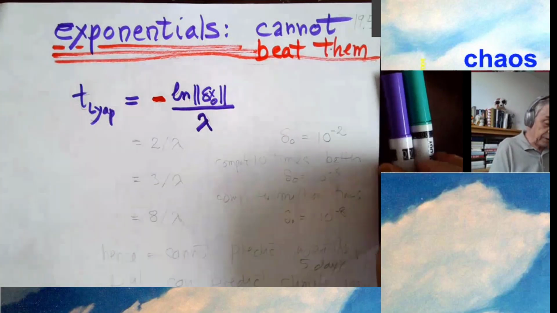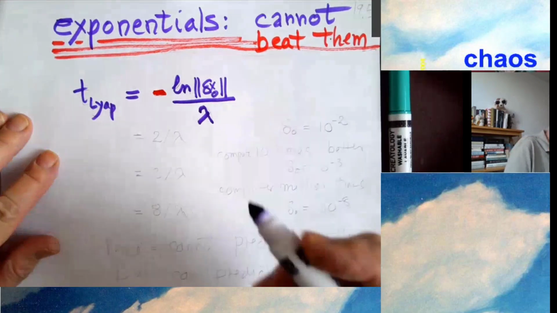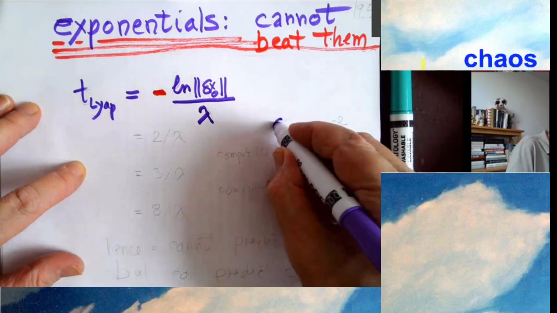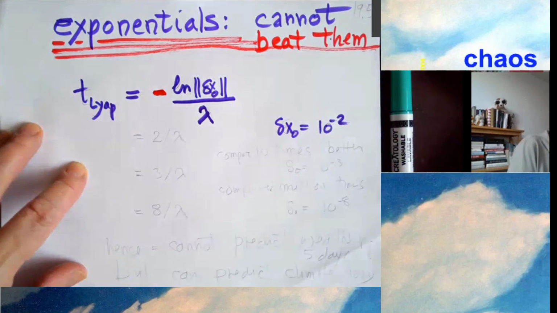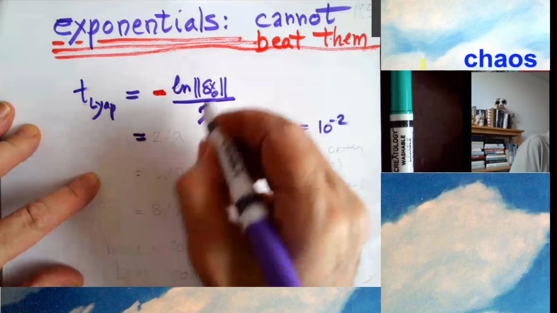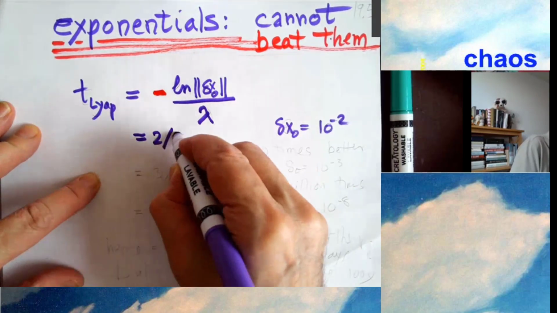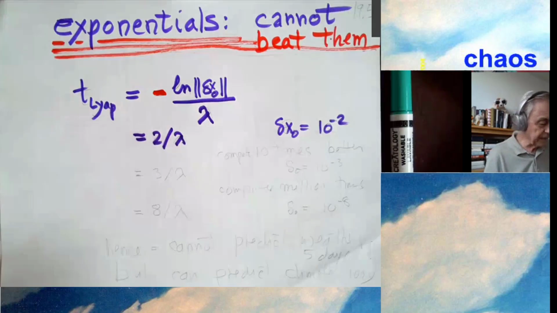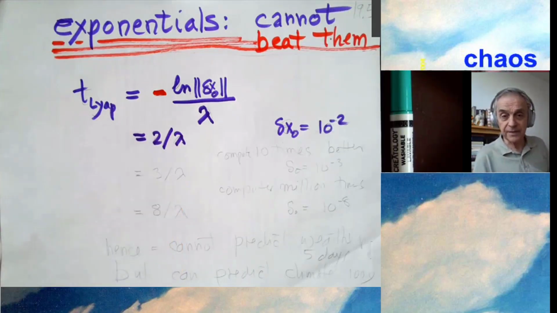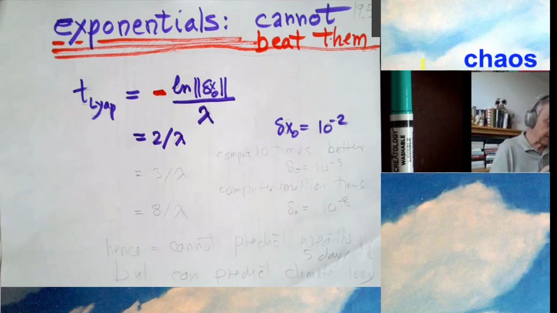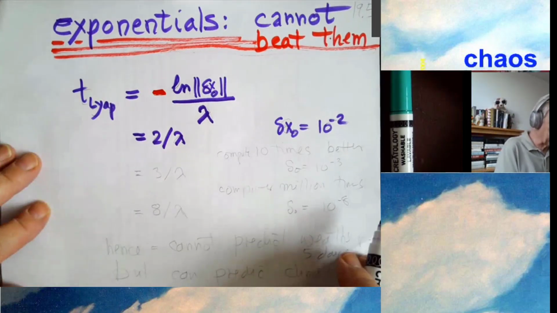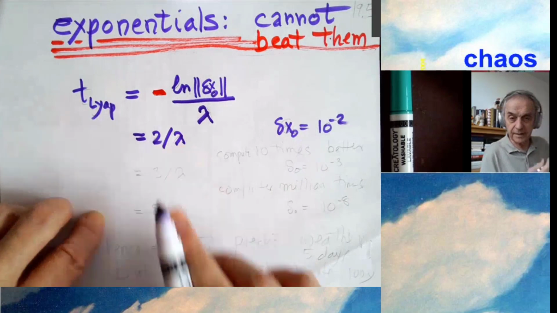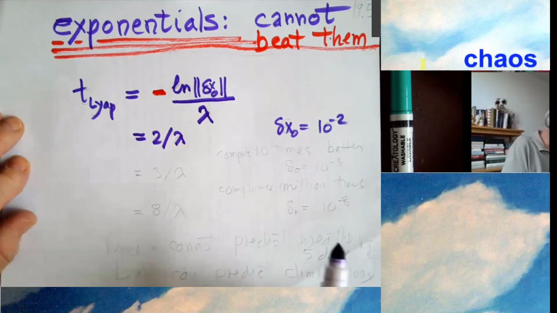So suppose you do a realistic experiment. Suppose your error is 10 to the minus 2. Then this is 2 divided by lambda. So you see the meaning of lambda is what a rate always means in an exponential. This is a lifetime or typical time of an exponential process. So this is a unit.